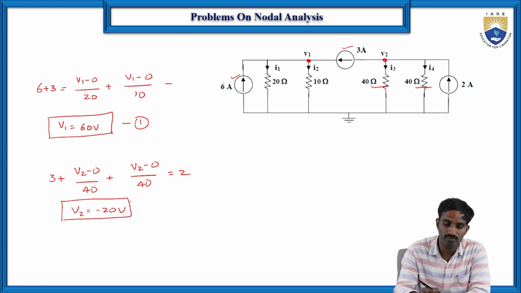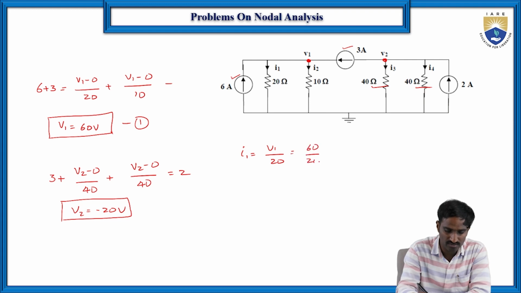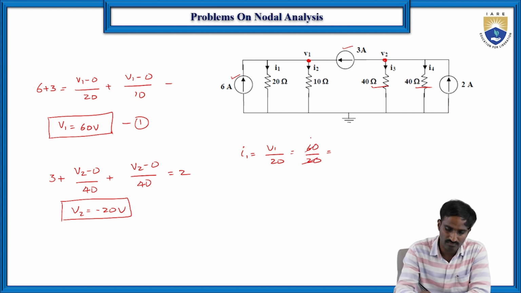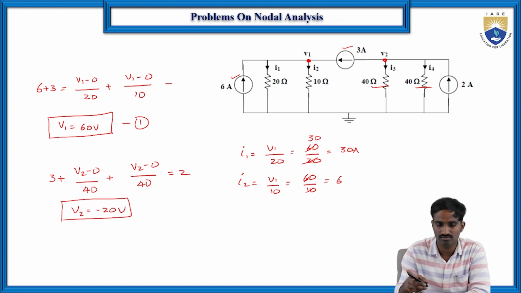Then what we need to find is the value of I1. So I1 is equal to V1 by 20. Here V1 is 60 by 20. Then you will get the I1 value. So I1 is equal to 30 amperes. Then similarly, you can find the value of I2. So I2 is equal to V1 by 10. Here V1 is again 60 by 10. Then you will get 6 amperes.